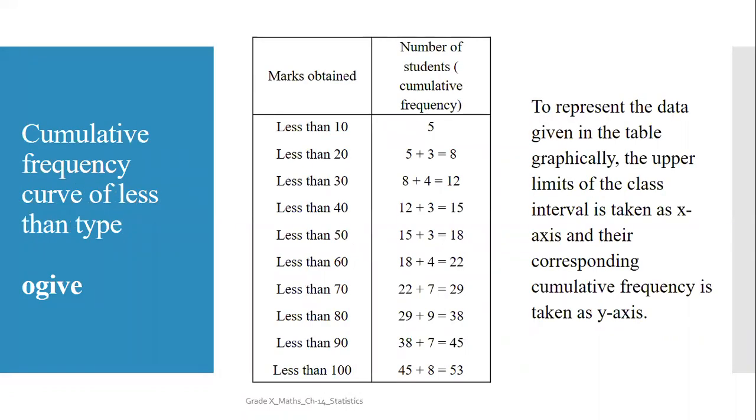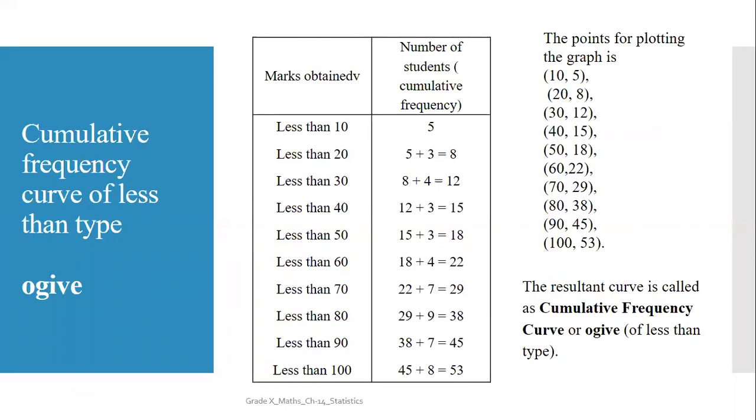Now we move on to Ogive. You have already seen this table, haven't you? It is the cumulative frequency curve of less than type. So to represent the data in the table graphically, the upper limit of the class interval is taken as x-axis and the corresponding cumulative frequency is taken as the y-axis. So x-axis is the upper limit and y-axis is the cumulative frequency.